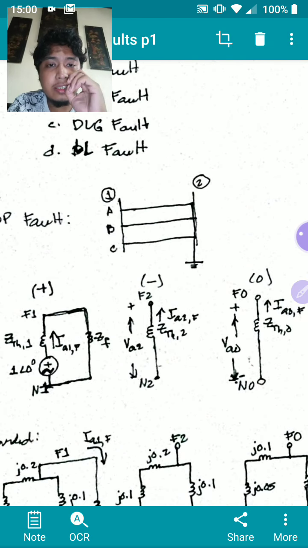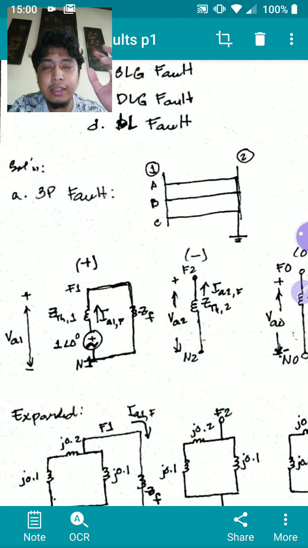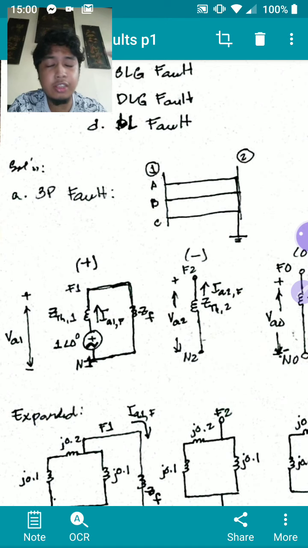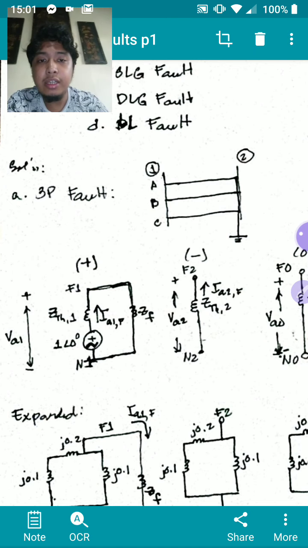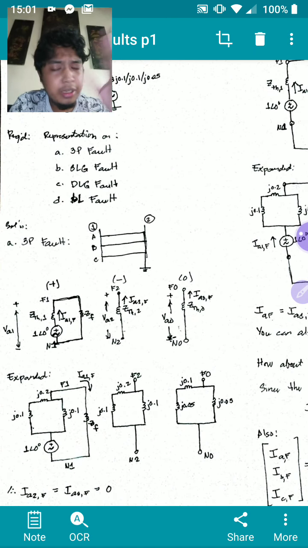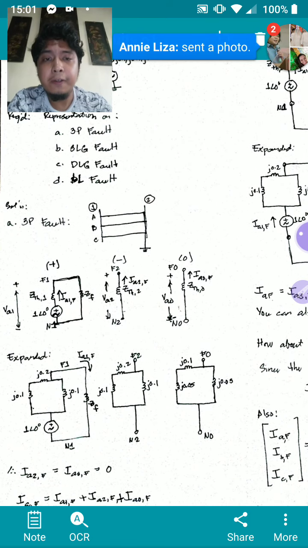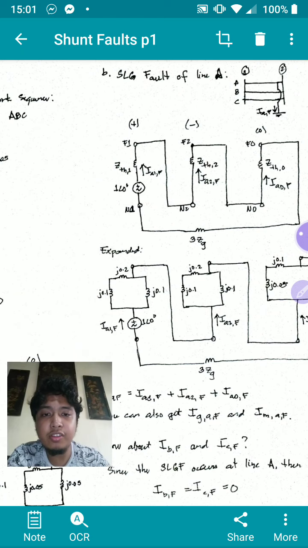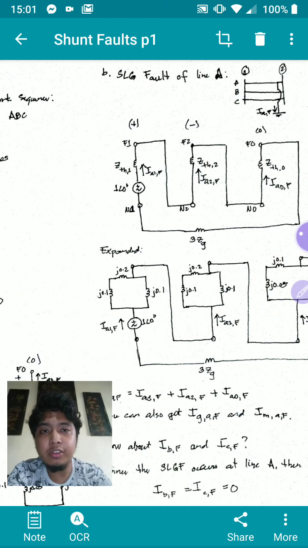How do I get the currents at IBF and ICF? Well, this is a three-phase fault, so it is balanced. So you can just displace the IAF by positive or negative 120 degrees, depending on the phase sequence. In this case, it's positive sequence, so it's negative 120 for IB, positive 120 for IC. Okay, now let's proceed to unsymmetrical faults. That's the only symmetrical fault here.